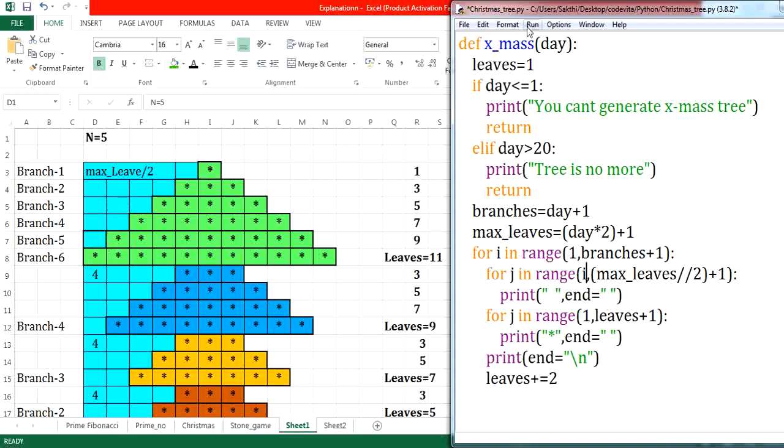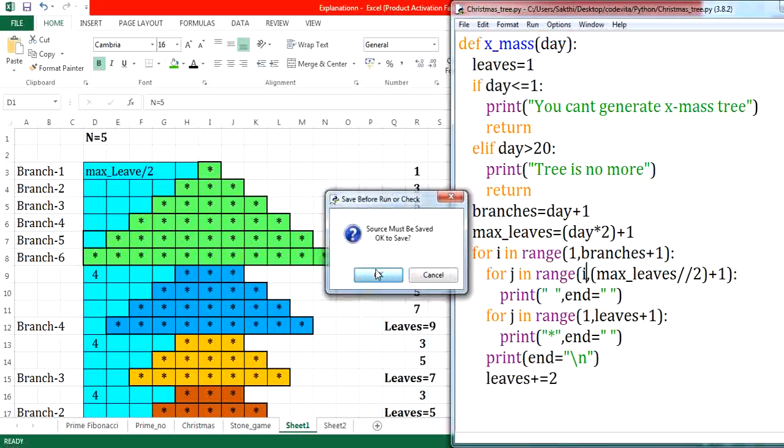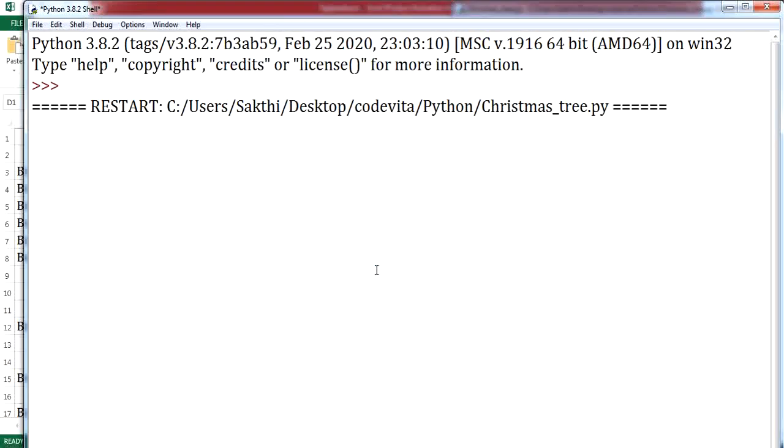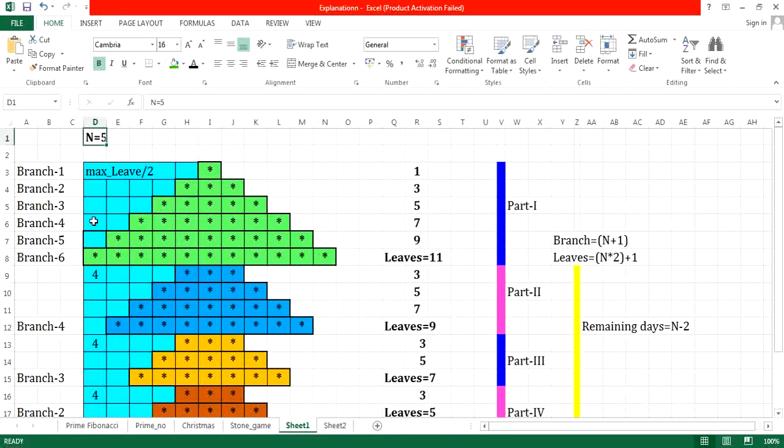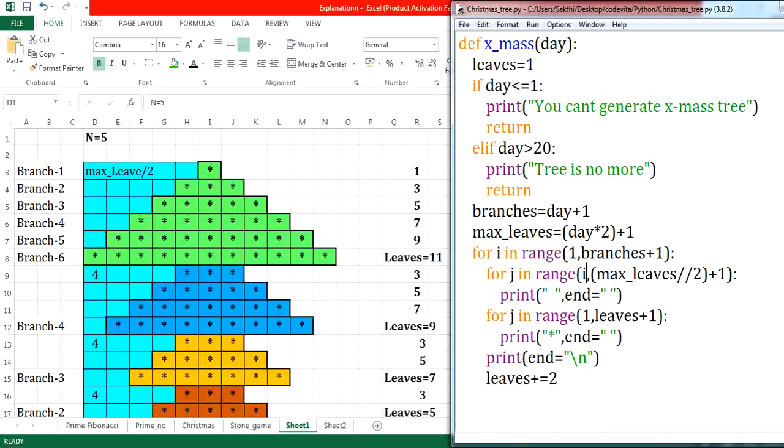Now let me execute this one. Let me give the same value, 5. Now your part 1 has been done. I hope everyone is clear till this. Now we can go ahead with the rest of your parts creation. Till this we are completed. We'll move on to the rest of the parts.